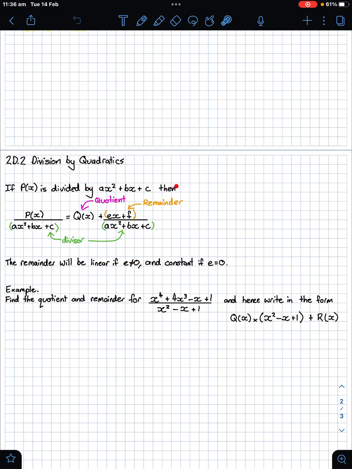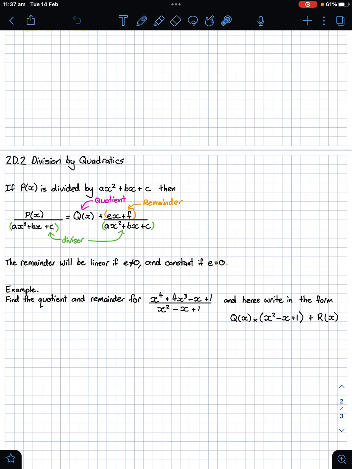then, similar to dividing by a linear, our polynomial divided by our divisor is going to equal our quotient plus our remainder. Now, rather than being a constant, the remainder is actually a function. It's a linear function, and we have some constant times our variable plus a constant. The remainder will be linear if e does not equal 0. If we have an e value in front, it's a linear factor. The remainder will be just a constant if we have e equals 0.